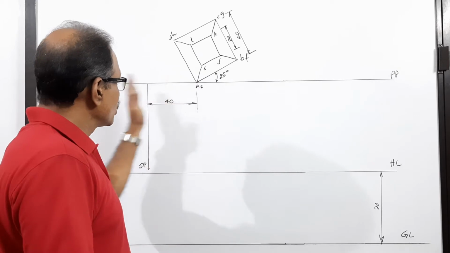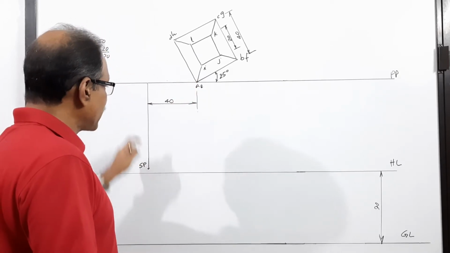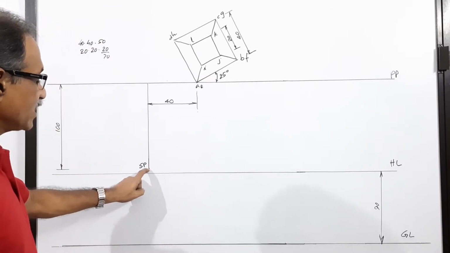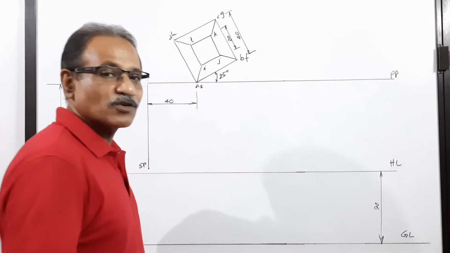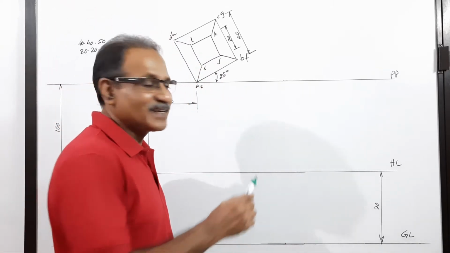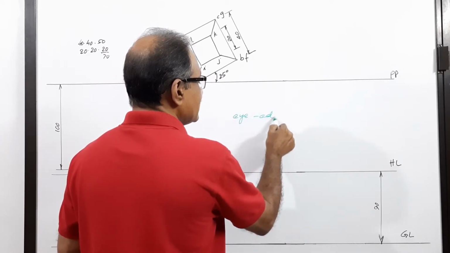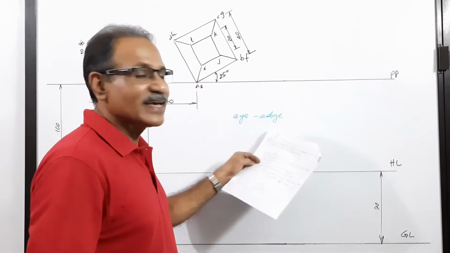So 40 mm away from A, draw a central plane, and on that central plane 100 mm away, locate SP. What is SP? SP is the location of the eye. In the question, instead of saying eye, they say edge.